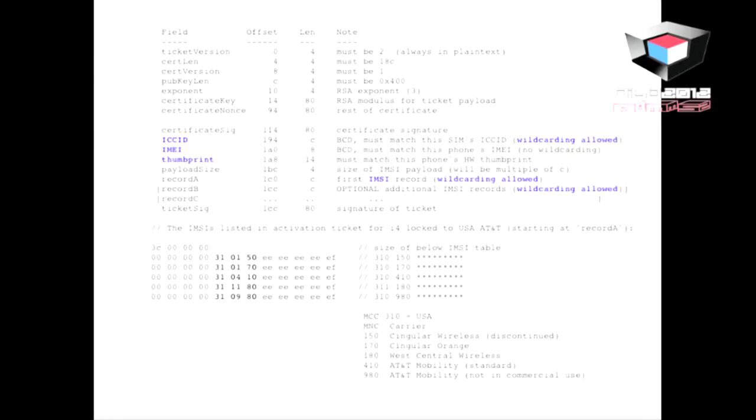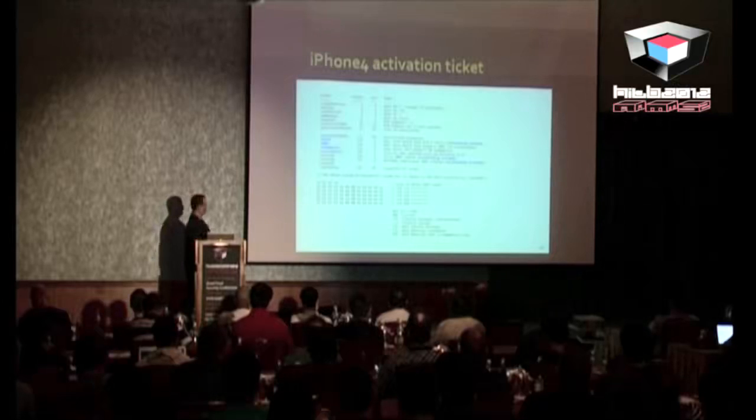But you can see there's basically some certificate stuff, some signature stuff, but the stuff that's highlighted in blue, a lot of it is actually optional. You're not even required to have all these fields, but usually the tickets do have it. The ICC ID is your SIM card number. IMEI is your iPhone's serial number, in effect. Thumbprint is that information I was talking about that's unique to your baseband, only it knows what it is.